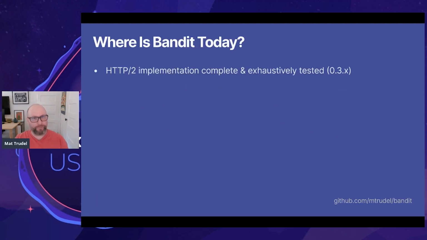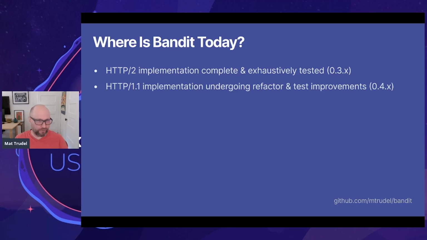So from a status perspective, the HTTP2 implementation in Bandit is complete. It's exhaustively tested. That was the main goal of the 0.3 release stream, which landed last month. We're now turning our attention back to HTTP 1.1.